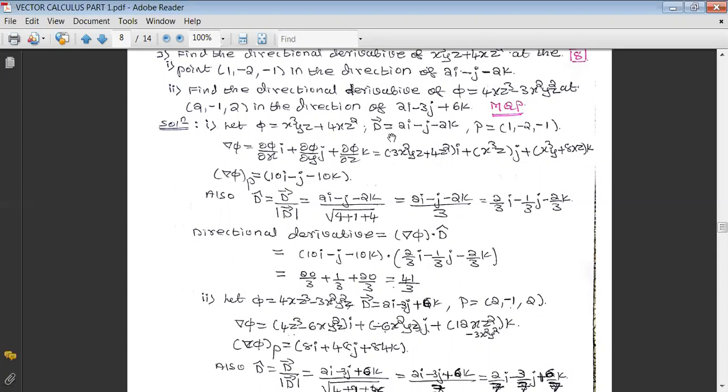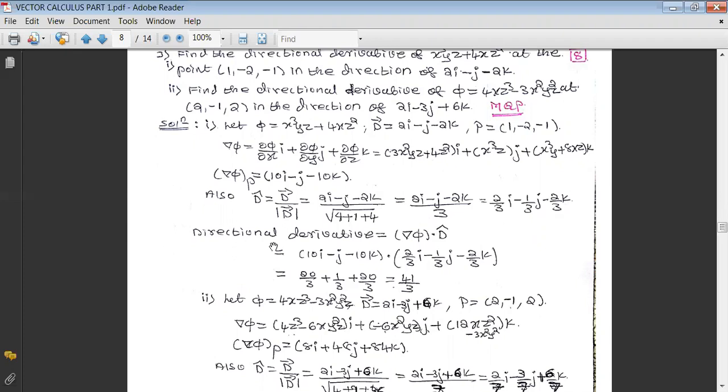And now we have d bar, that is the given direction, a given vector, and the unit vector in that direction is given by d bar divided by its magnitude. That d bar is 2i minus j minus 2k, and the magnitude is the square root of the sum of the squares of its components: 2 square is 4, minus 1 square is 1, minus 2 square is 4, that becomes 9, and square root of 9 is 3. If you divide individually, that becomes 2 by 3 into i minus 1 by 3 into j minus 2 by 3 into k.